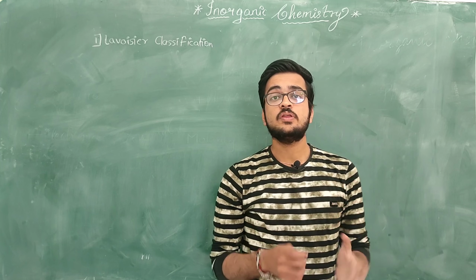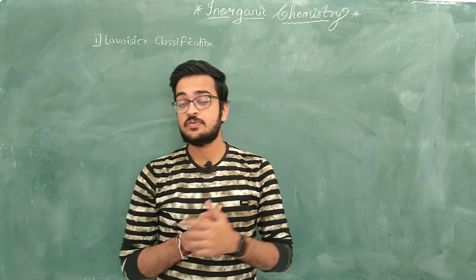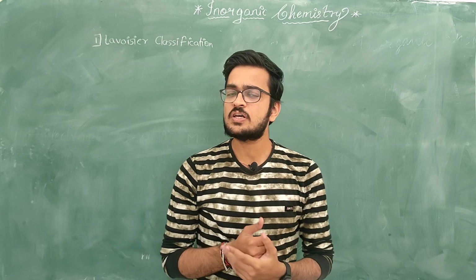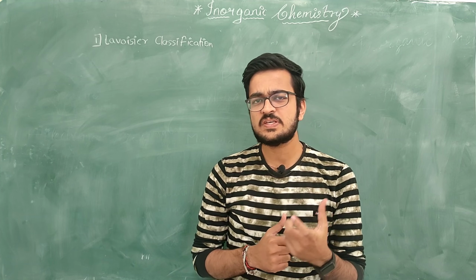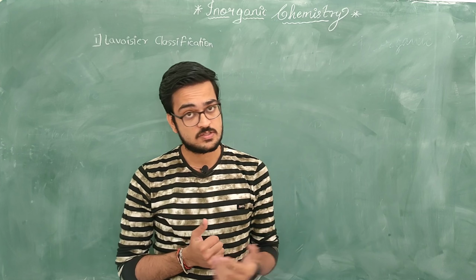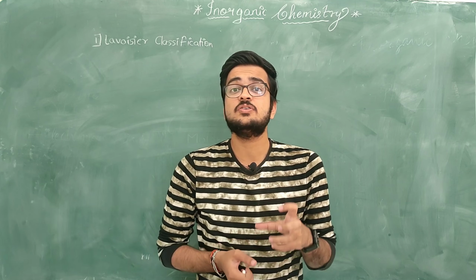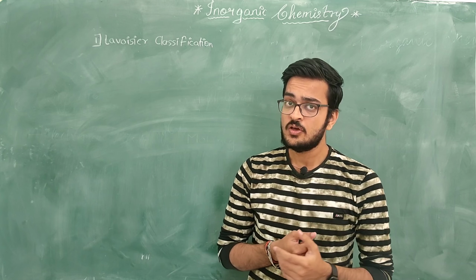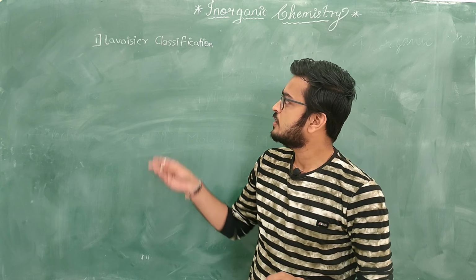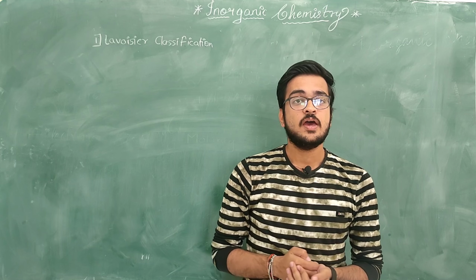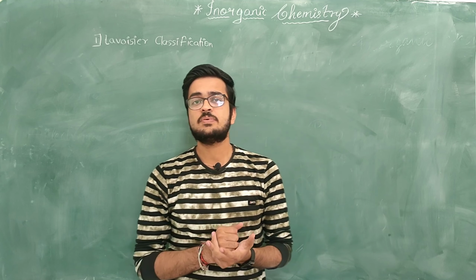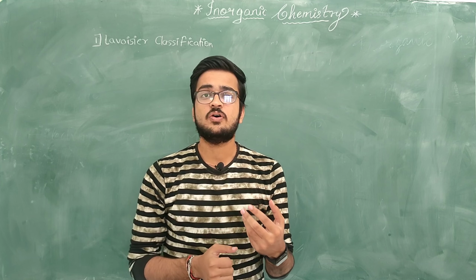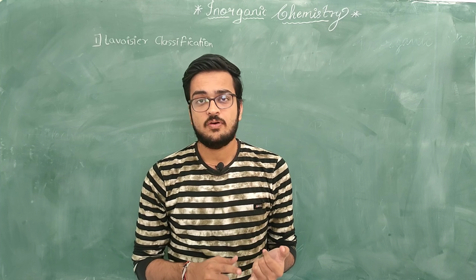Okay, so in the queue, the very first scientist who tried to classify the elements used a very basic classification method, which we are still using now, but it cannot be useful for classification of 120 elements, though we still use it to some extent. The name of the scientist was Lavoisier, and his method of classification was very simple. He classified the elements as metal or non-metal.